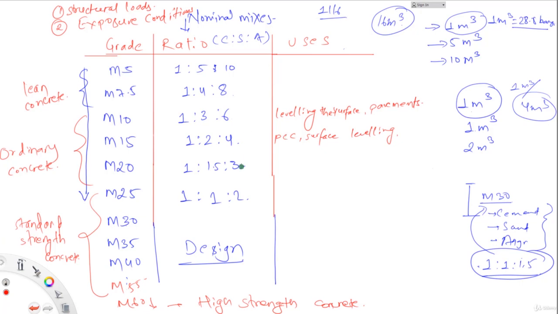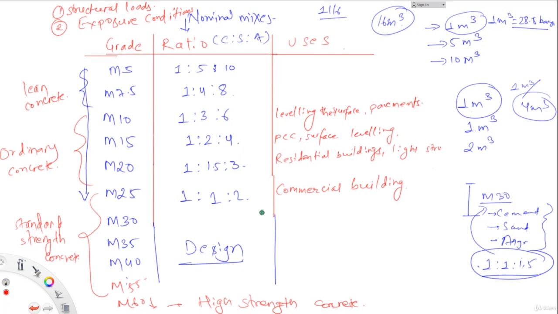So M20 grade of concrete is the most widely used for residential buildings. It is also used in light structures where the loads are not very heavy. M25 grade of concrete is used in commercial buildings, but they are not very tall, let's say 7 to 8 story buildings, because the loads are heavier as compared to residential buildings, so we need higher strength of concrete.